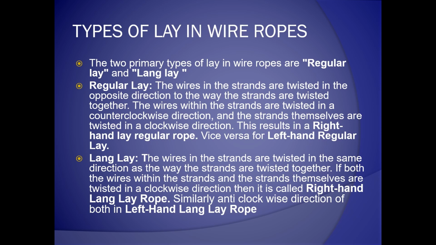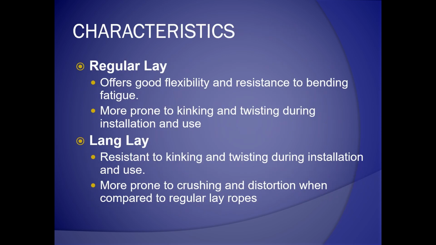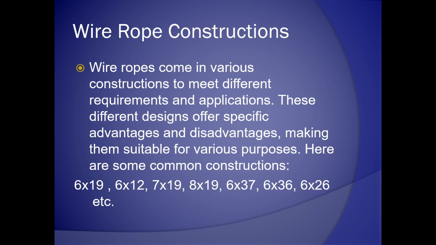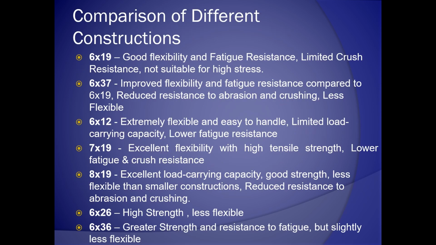Wire rope constructions. Wire ropes come in various constructions, such as 6x19, 6x37, 6x12, and others, to meet specific requirements. These constructions offer different properties in terms of flexibility, fatigue resistance, load carrying capacity, and crush resistance. Selecting the appropriate construction is crucial for the intended application.